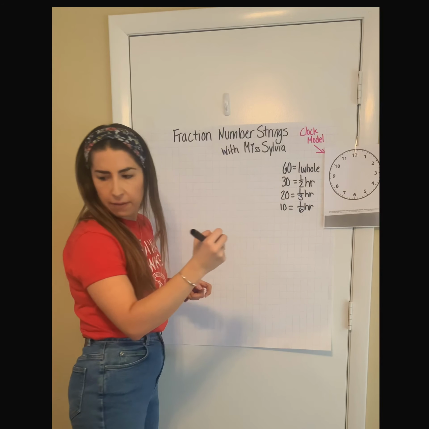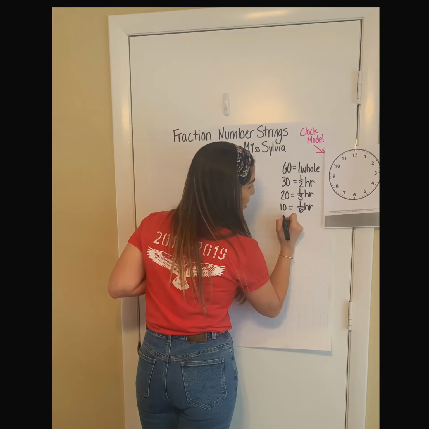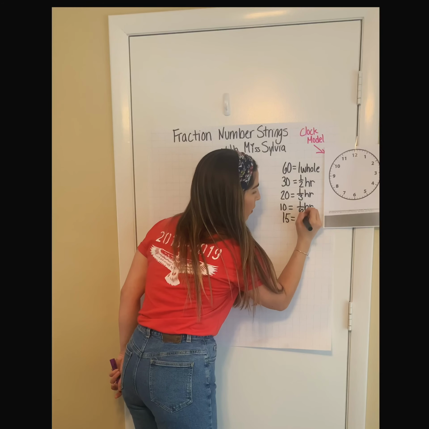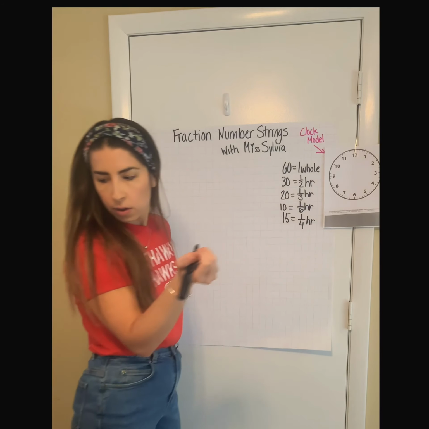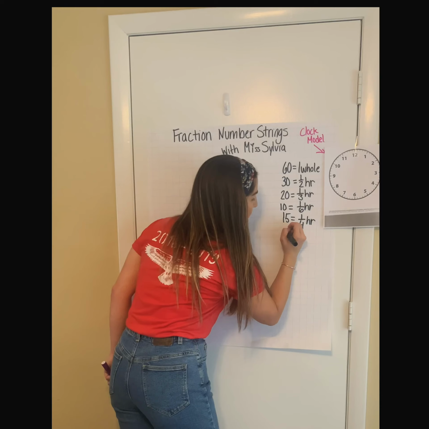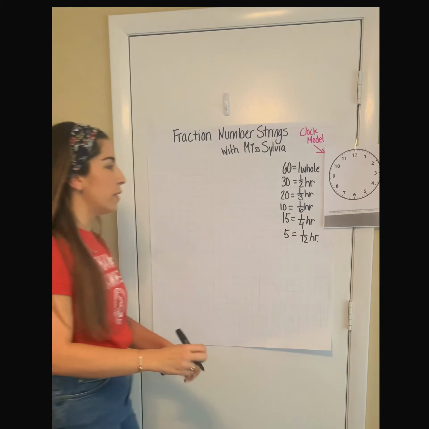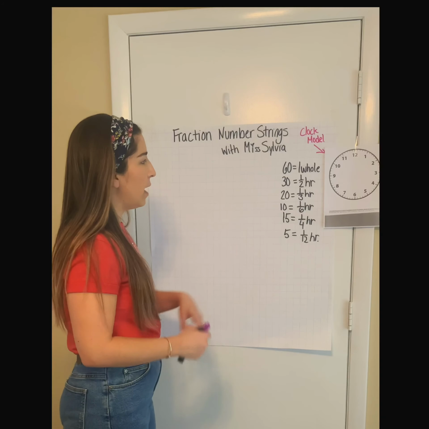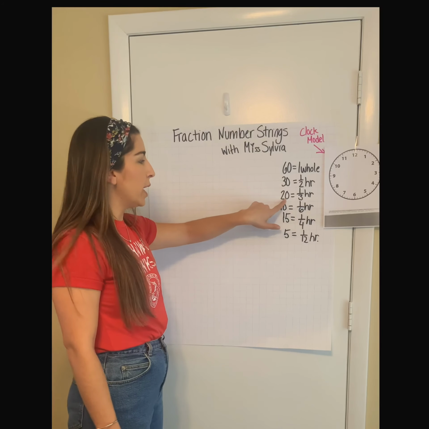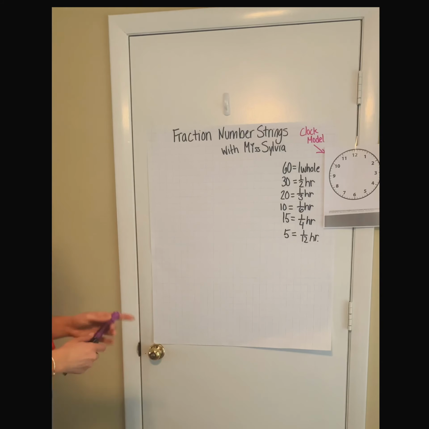And I'm trying to think if I forgot any. Let me just check my notes. We had 15 minutes is equivalent to 1/4 of an hour. And then 5 minutes is equivalent to 1/12 of an hour. So these are all of the discoveries we made at the beginning of the clock model lessons. Keeping in mind that there are 2 groups of 30, 3 groups of 20, 6 groups of 10, 4 groups of 15, 12 groups of 5 in an hour. So we're gonna get started now that we have that done.